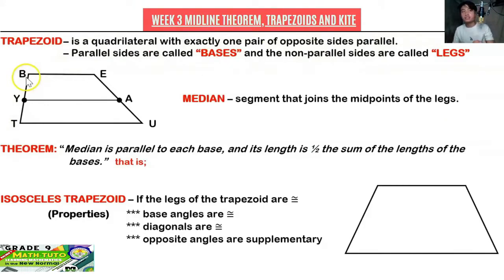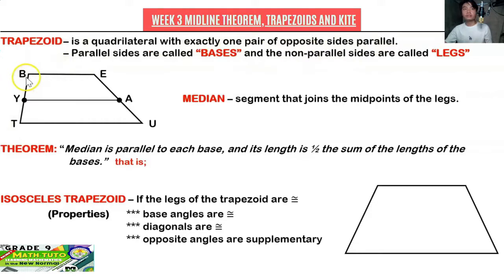I am your teacher, Sir Connor Daryl Ramos, and today, we're gonna study about midline theorem, trapezoid, and kite. So, ito yung continuation lamang. So, trapezoid, it is a quadrilateral with exactly one pair of opposite sides parallel. So, pag sinabi nating parallel, ito, yung line na hindi magi-intersect.